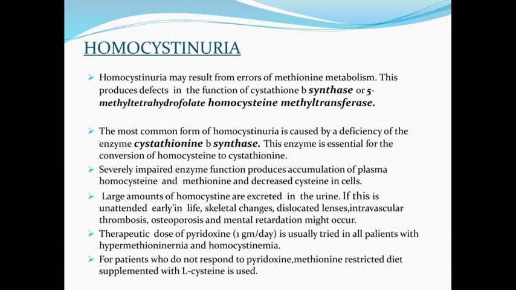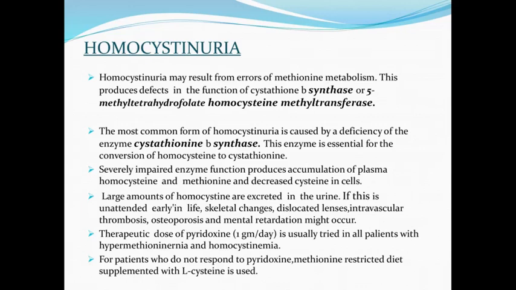Homocystinuria may result from errors of methionine metabolism. This produces defects in the function of cystathionine beta synthase or 5-methyltetrahydrofolate homocysteine methyltransferase. The most common form of homocystinuria is caused by a deficiency of the enzyme cystathionine beta synthase. This enzyme is essential for the conversion of homocysteine to cystathionine.